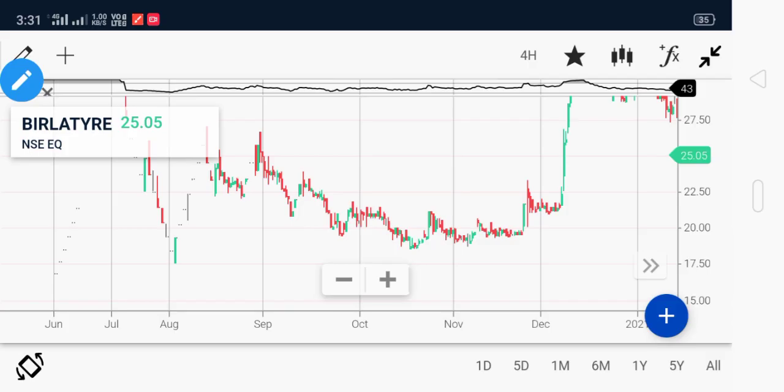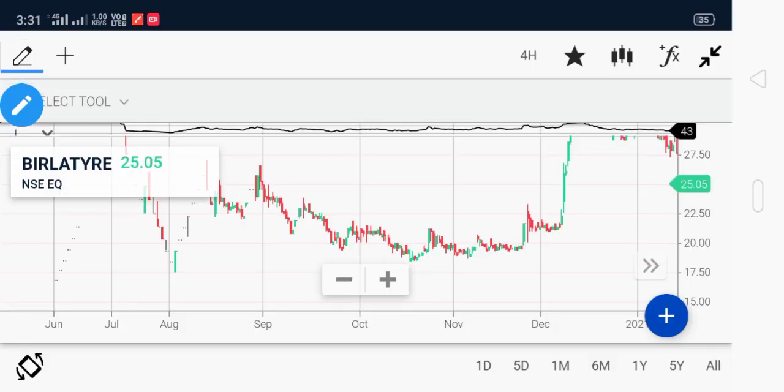Okay guys, so this is our first example. This is the stock named Birla Tyre. So are you all able to spot a breakout? Maybe yes, some of you, maybe no. But I will show you where I spotted a breakout.